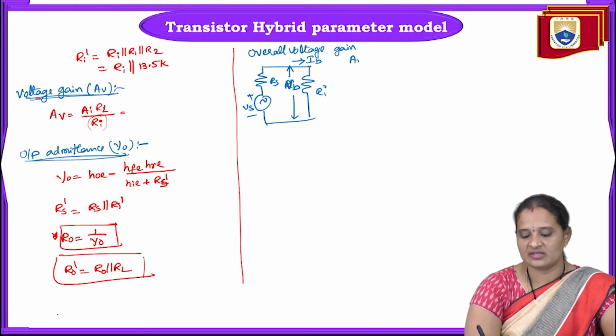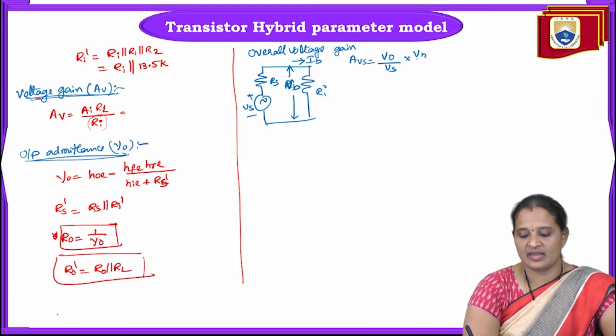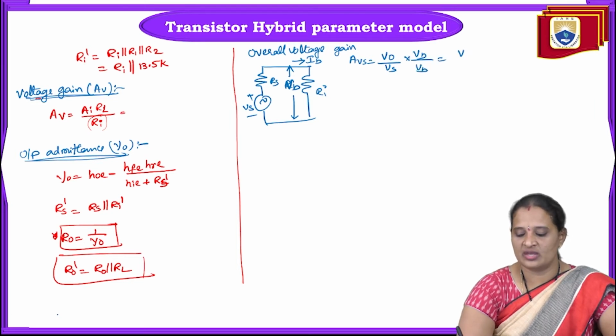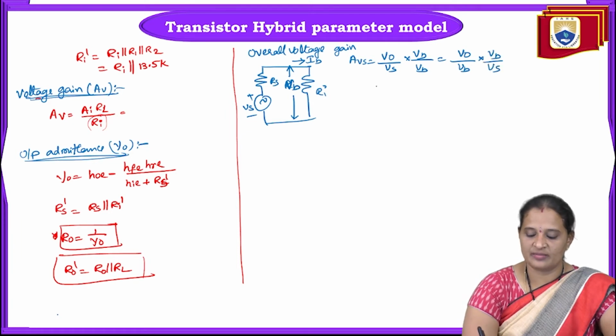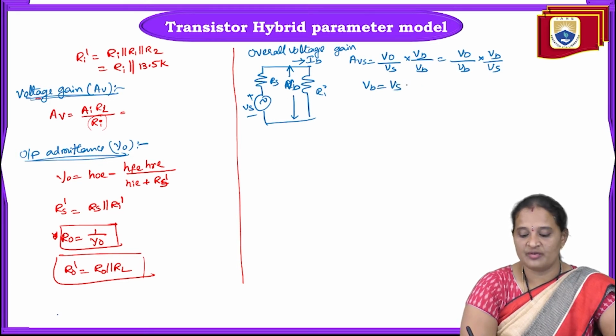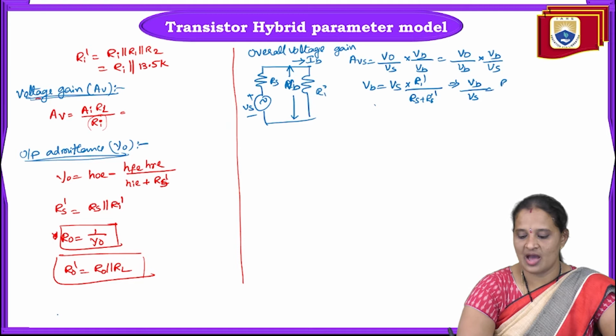So here AVs can be calculated as V0 by Vs. So we are multiplying and dividing this by Vb. So here V0 by Vb into Vb by Vs. To calculate Vb by Vs, I am taking Vb, that is the voltage divider principle, Vs into that resistance Ri dash divided by Rs plus Ri dash. So from this you can calculate Vb divided by Vs as Ri dash divided by Rs plus Ri dash, right?